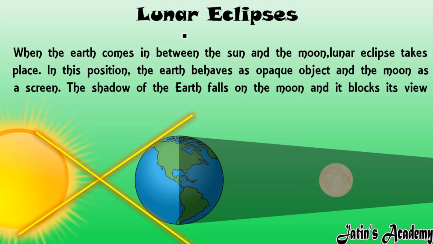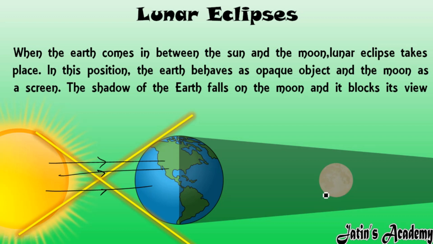Next we have lunar eclipses. So what do you mean by lunar eclipse? When the earth comes in between the sun and the moon, in that case a lunar eclipse is there. So here the sun is acting like a source of light, the earth is acting like an opaque object, and the moon is acting like a screen. Whenever the light radiations from the sun fall on the surface of the earth, the earth blocks them. Whatever light radiations are totally blocked by the earth's surface, in that case the umbra region is there on the moon.